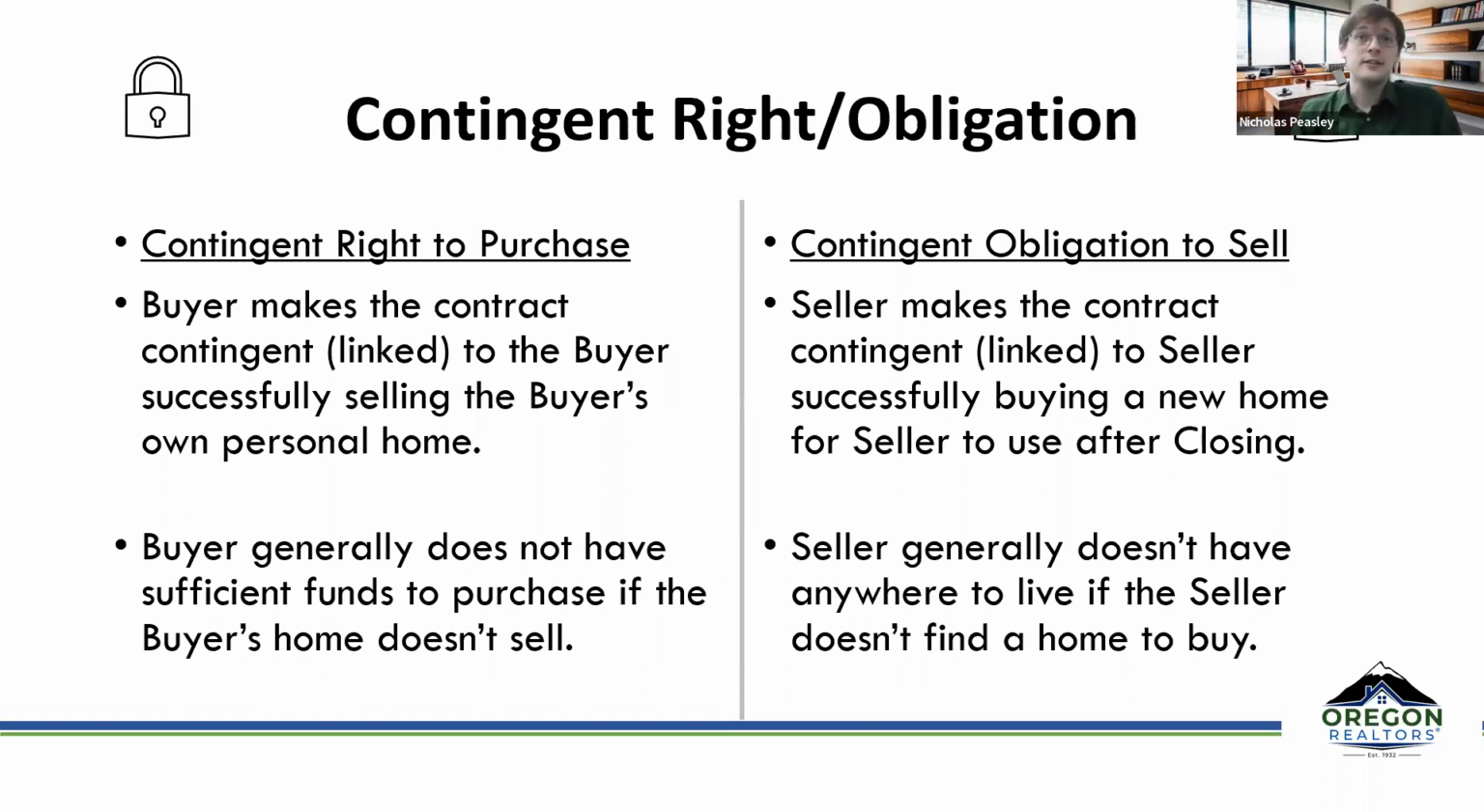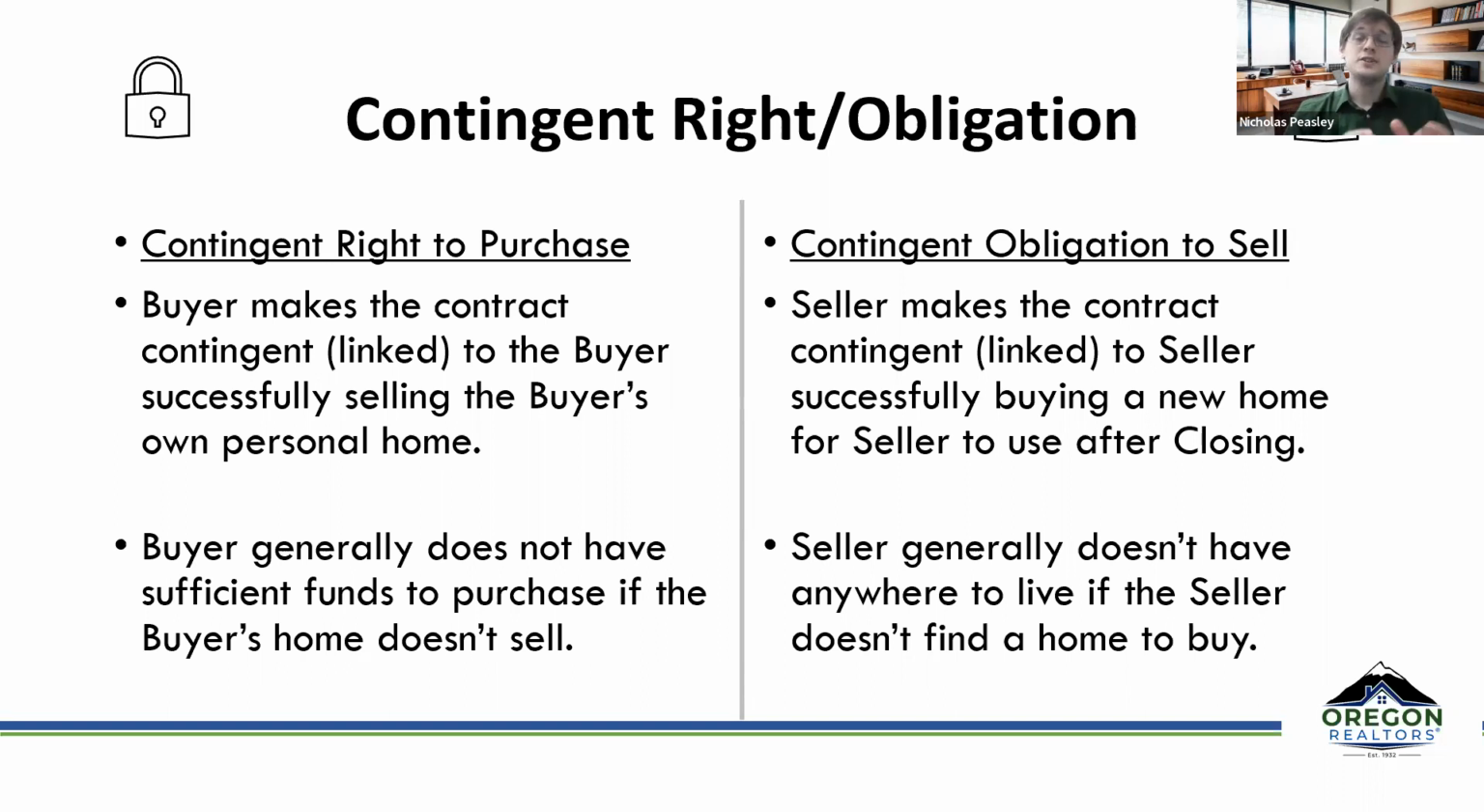Now, that's not all sellers. Some sellers are okay with the idea of moving across country and spending their money on the next house that they find, and they can make it work for some time afterwards. But a lot of sellers will want to have a place that they can move into upon closing, because they don't want to spend a couple months in a trailer or a travel trailer or that kind of thing during that process. Sellers generally don't have anywhere to live when they use these. Now, sometimes they will, and you can still make it a contingent obligation to sell, but that's an aside.